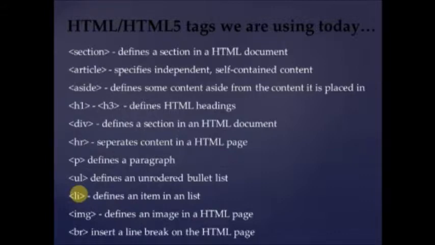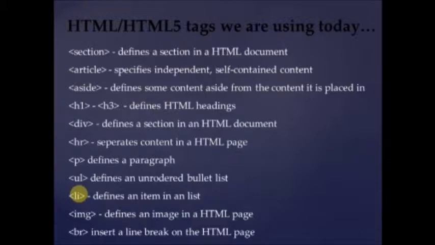So here's a list of some of the tags that we will be using today within the seminar. We have our section tag. Our section tag will define a section within the document. So it is sections of content basically. And then our article tag, it specifies independent self-contained content. So content that you want to have its own section within a section, if that makes sense. Our aside defines some of the content aside from the content that is placed in it.